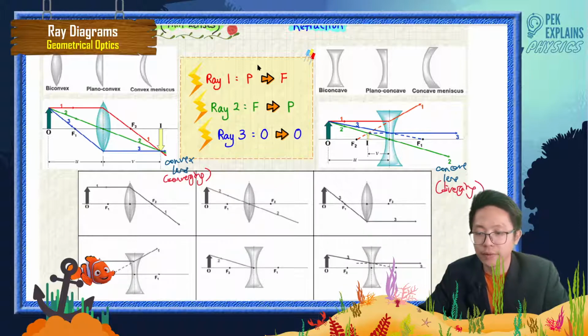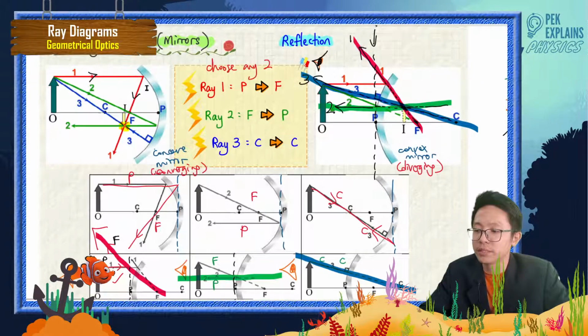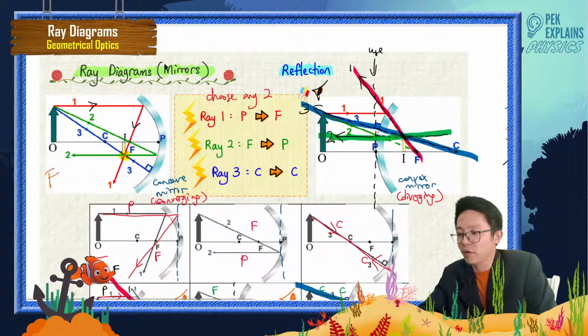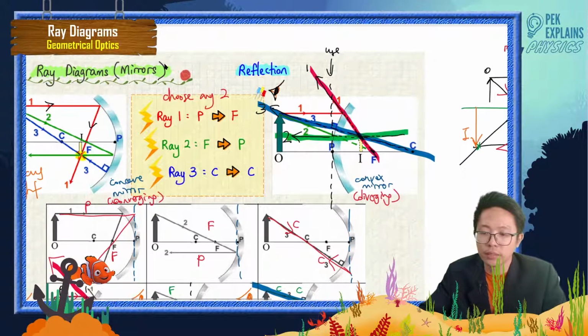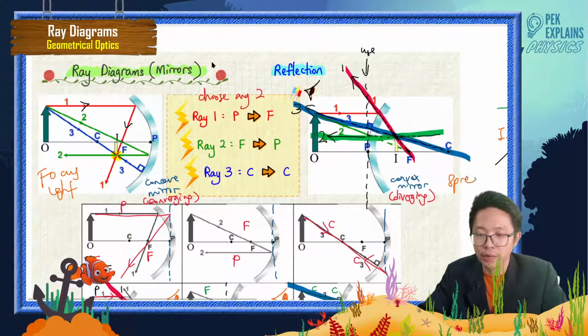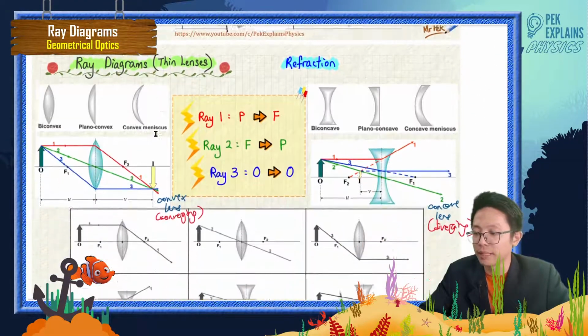It diverges the light. You know what's meant by converging and diverging? Converging means it can focus the light. Diverging means it spreads out the light. It spreads away the light. It doesn't focus the light. Same thing like this one.